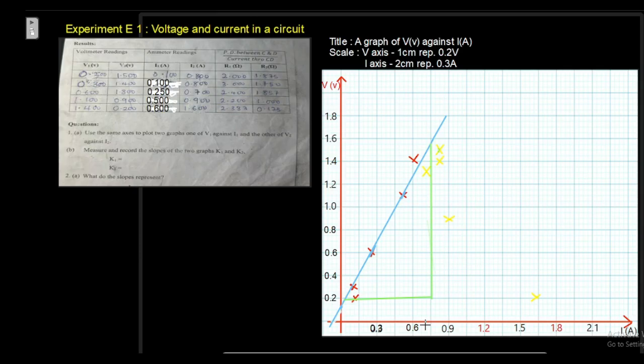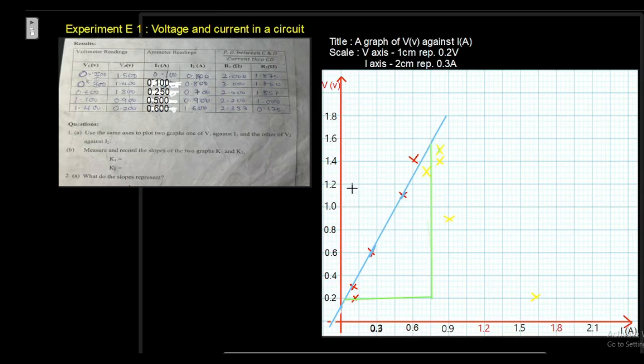Sorry, 0.75 rather, 0.75 minus 0.0375. That's 0.7125, which is actually very close to 0.7. So choose somewhere around here. All right, 0.7, and then 1.3 can be gotten. This is 1.4, 1.35. By the time we minus 0.05, then we have 1.3. We'll mark it down. The same thing applies to all the other points.